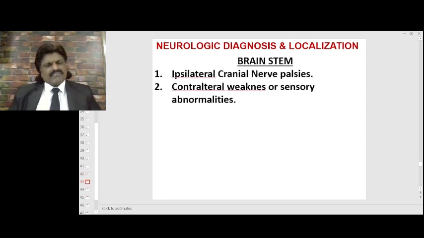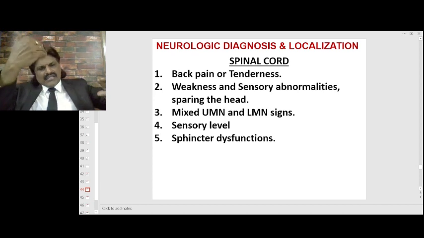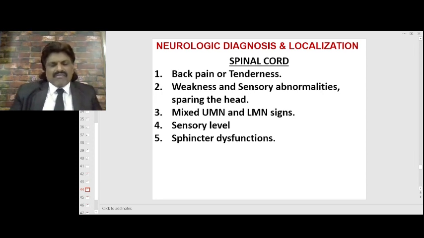The cerebrum gets affected. They will have movement disorders because basal ganglia can get involved, like tremor, chorea, caudate nucleus is involved. If it is brainstem, there will be ipsilateral cranial nerve palsy: 3rd and 4th in midbrain, 5, 6, 7, 8 in the pons, 9, 10, 11, 12 in the medulla oblongata, and they will have contralateral weakness or sensory disturbances. If it is in the spinal cord, they will have back pain or tenderness. They will have weakness and sensory abnormalities below the level of the lesion, sparing the head. They will have mixed upper motor neuron signs and lower motor neuron signs, because the anterior horn cells at the level get affected. The corticospinal tract gets affected below the level of the lesion.